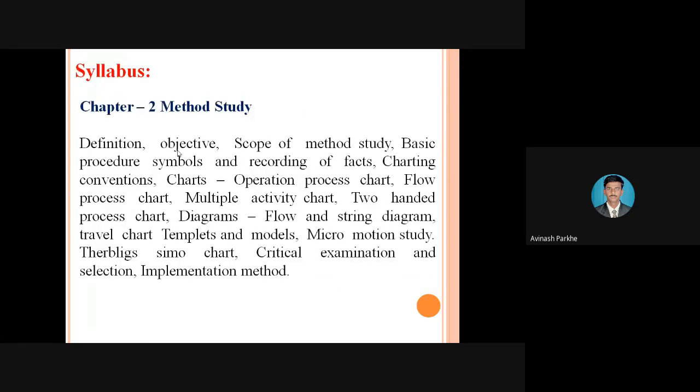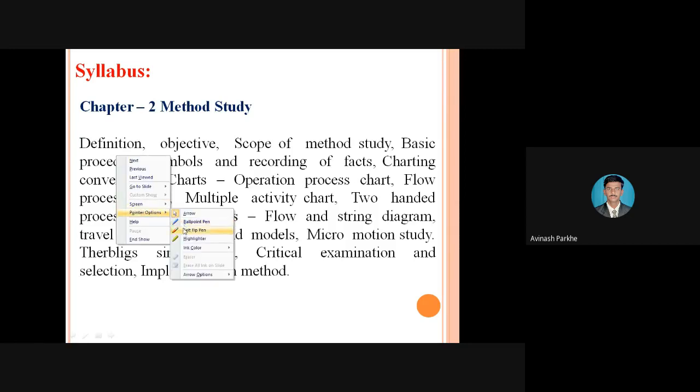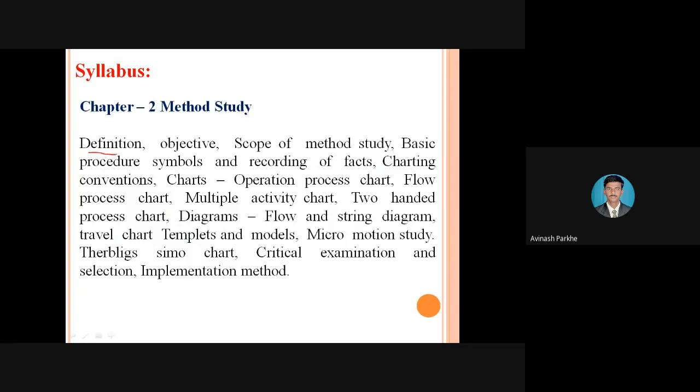Now if you go through the syllabus of this chapter, what are the contents, or which topics do we have to cover in chapter number 2? The first one is the definition of the method study. In chapter number 1 we discussed it in detail, but once again, as per the different British standards and the contributions of different scientists, we are going to discuss those definitions in detail. Then their objective and the scope of the method study, that also we are going to discuss.